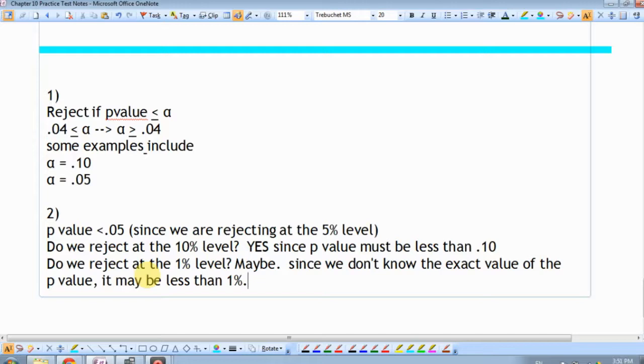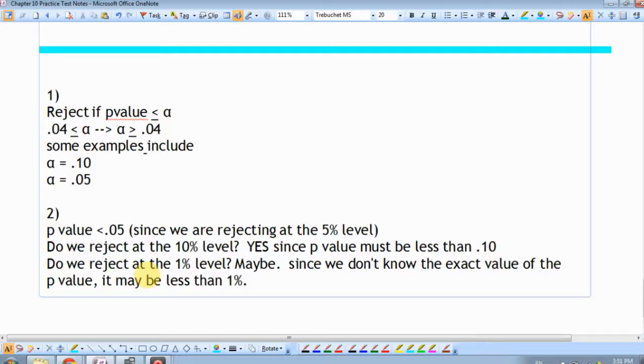So the p-value is the z-score. No. The p-value is the area of the tail between the z-score and infinity. Is it always going to be 5%? No. It will be stated.